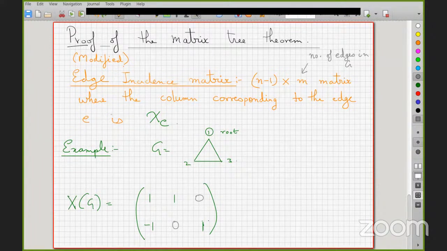Okay, and each column is, by the way, determined only up to a sign. So I can just arbitrarily change the sign of each column independently. It changes the matrix.